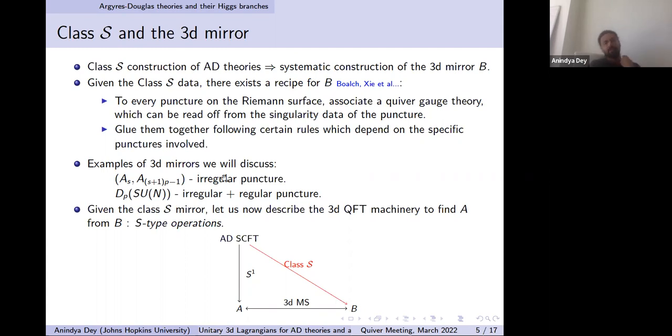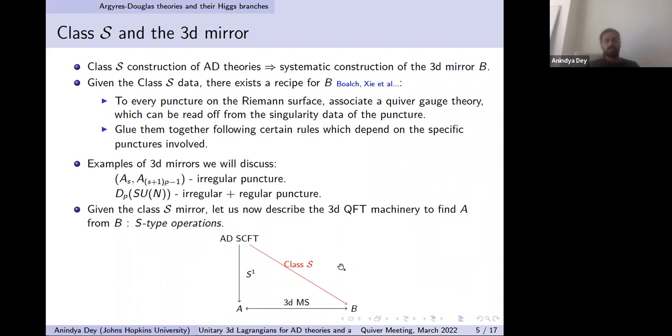And the second infinite family is D_p(SU(N)), where p is an integer, and p can be less than or greater than N. We'll consider both cases. So the first theory, the AA theory, is realized by a single irregular puncture, while the second one is realized by a single irregular and a regular puncture. These are the theories that lie in the overlap of the geometric engineering construction and the class S construction. So that's where we're operating.